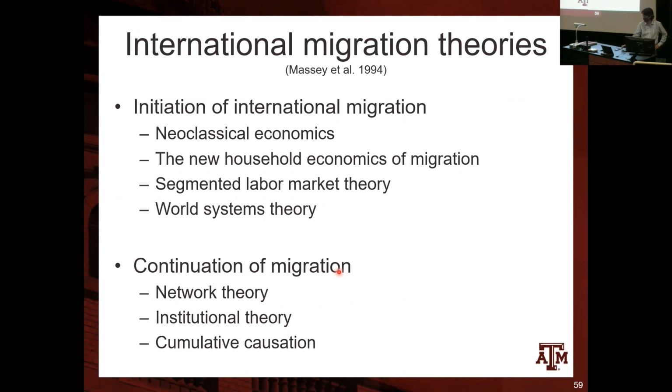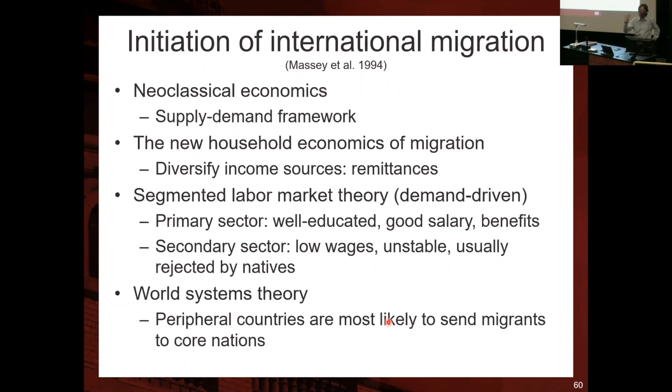So here we're going to talk about the new classical economics and the new household economics of migration, which are related to the previous ones that we talked about in migration. The segmented labor market theory and the world systems theory. In the continuation of migration, I will focus more on network theory, but I will also mention the institutional theory and the cumulative causation. So the four related to initiation of international migration.